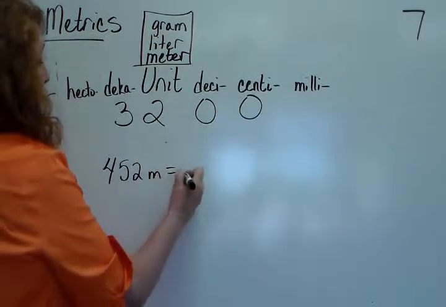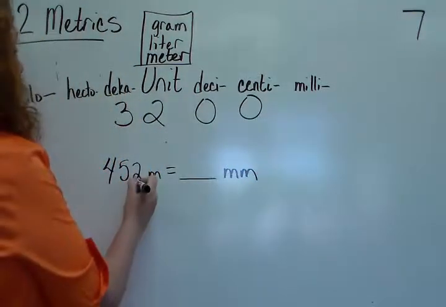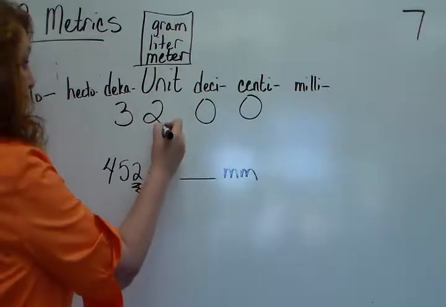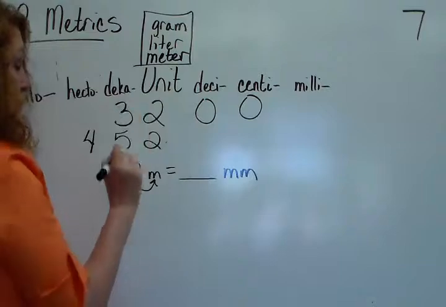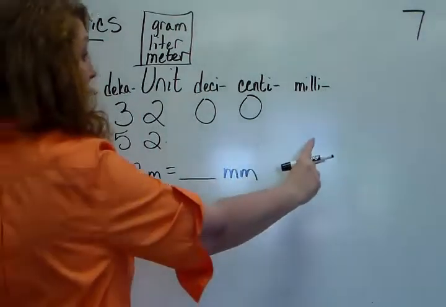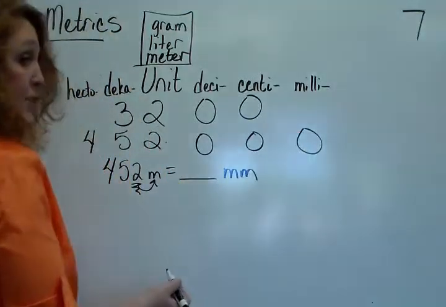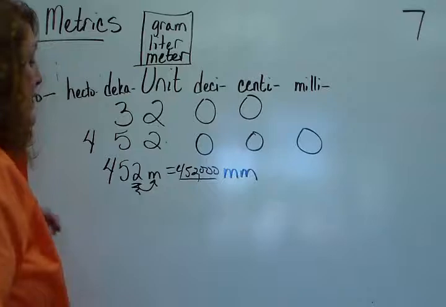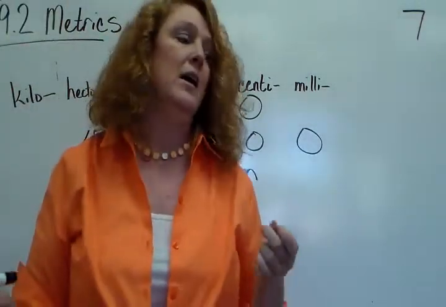452 meters equals how many millimeters? Well, I want my 452 to end in this spot. Here's my meter spot. I'm going to do 452 meters. And now I want it to end in the millimeter spot, so I'm going to do this. And that's my answer. 452,000. That's how many millimeters there are in 452 meters.